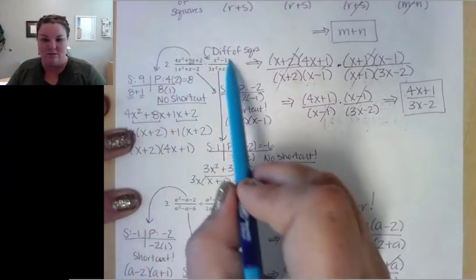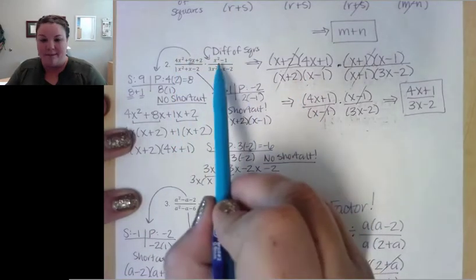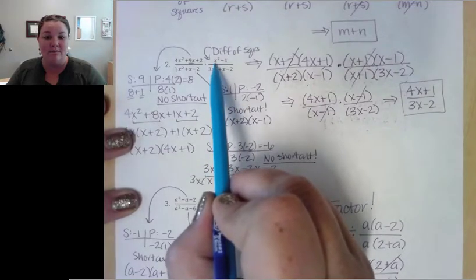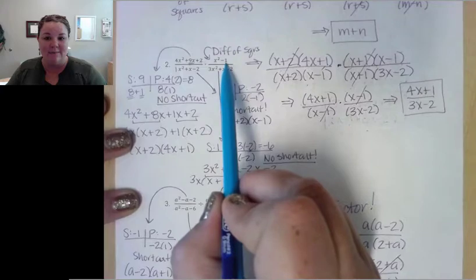Now I need to look at this one. So looking at the top, I can see that this one is a difference of squares. Right? X is my first base, 1 is my second base.